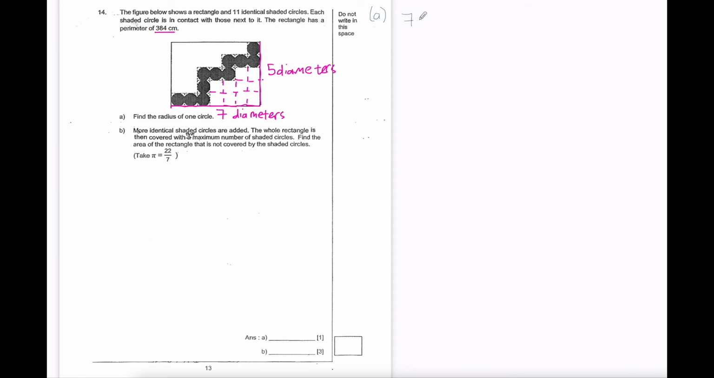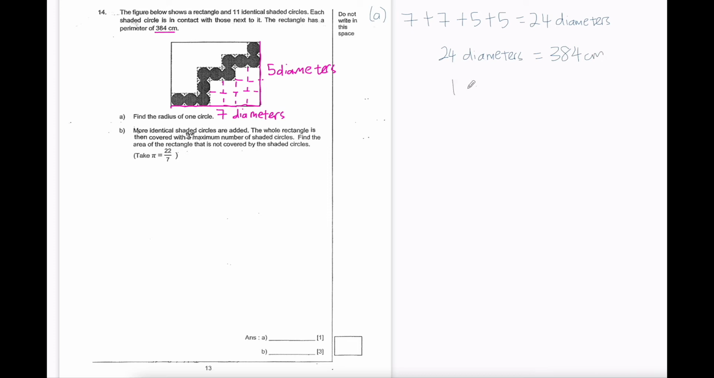Okay, length has 7, breadth has 5. So in total there will be 24 diameters. And 24 diameters is just the perimeter of the circle, for the rectangle, and it is 384 cm.